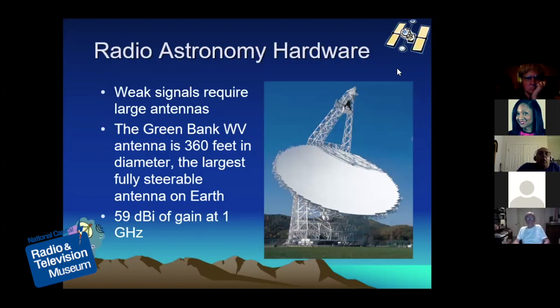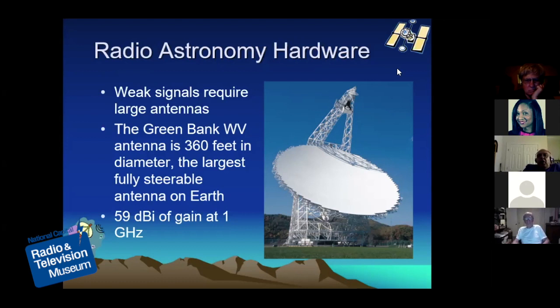Let's talk about hardware for a little bit, okay? Weak signals require large antennas. Back to talking about radio again. So the Green Bank, West Virginia antenna is 360 feet in diameter. If you ever get a chance to go out there and see it, I recommend it. That is a really big thing. And if you like big things, that's a big thing. That little dark gray rectangle at the bottom is the building that the antenna is controlled from. So that's a big honking antenna. 59 dB of gain at 1 gigahertz.